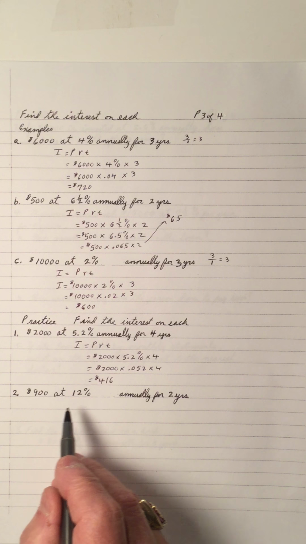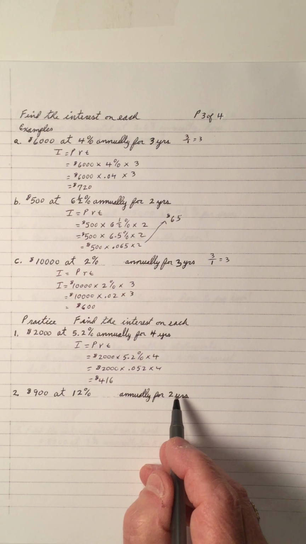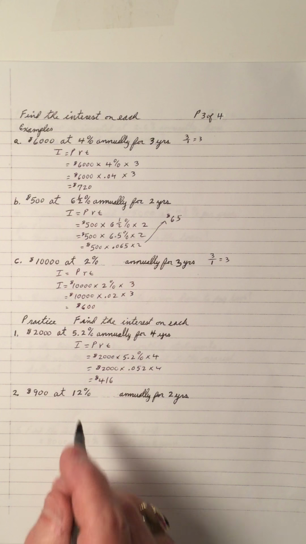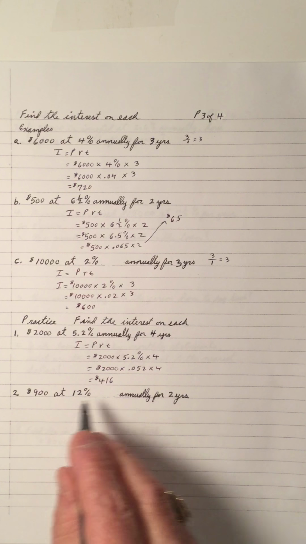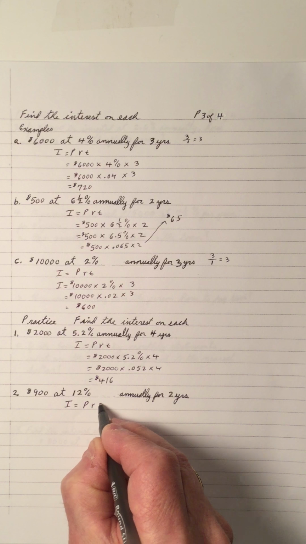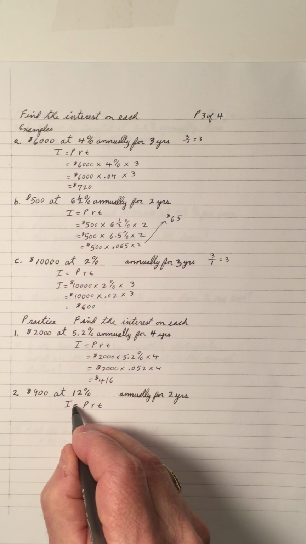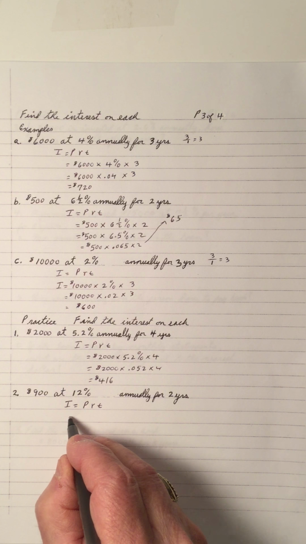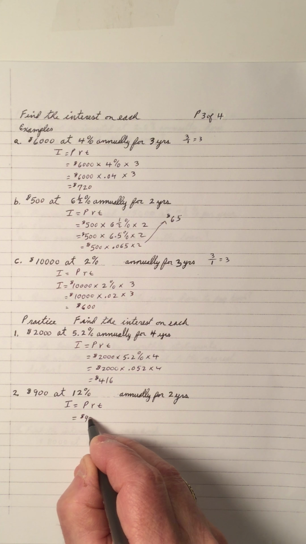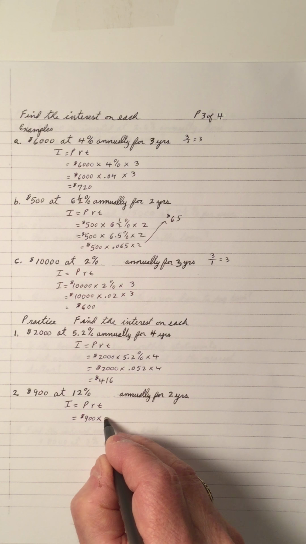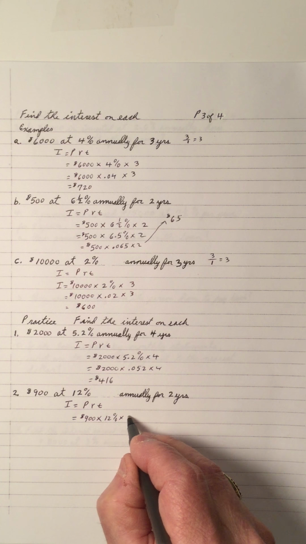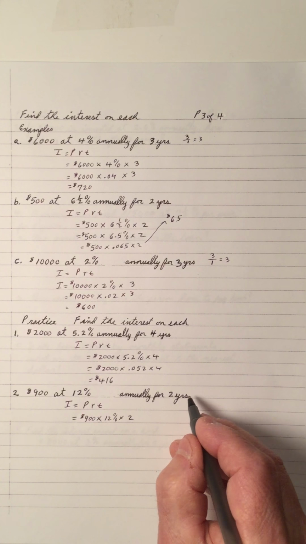Number 2, $900 at 12% annually for 2 years. Notice the interest rates I have here are a little bit high compared to the economy today, but these are only numbers to be worked out, not really, because the interest rates today are very, very low. Let's see, the PRT, principal is $900 times the rate, which is 12%, times 2 years, it happens for 2 years. Annually is 1, so 2 divided by 1 is 2.